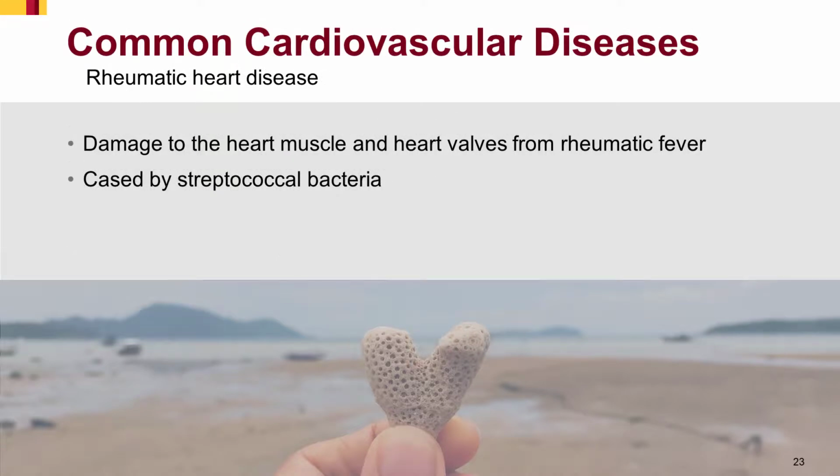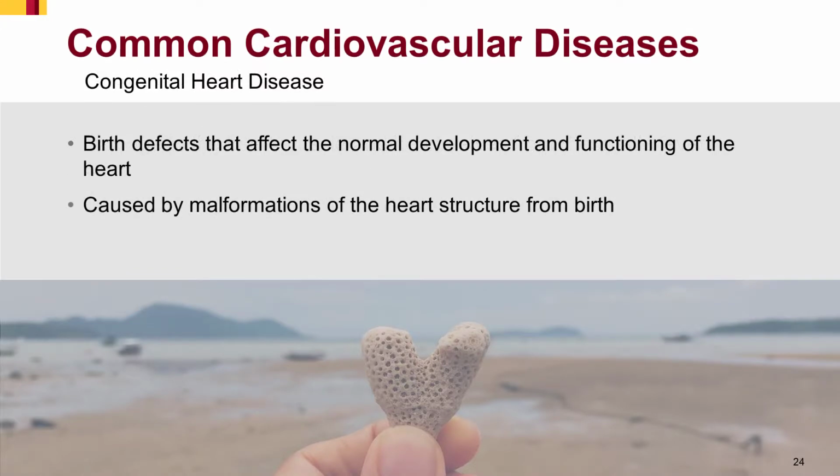Rheumatic heart disease is a very specific type of heart disease where damage has been caused to the heart muscle and heart valves from rheumatic fever, which is caused by the streptococcal bacteria. Congenital heart disease. So congenital means that it happened at birth. These are birth defects that affect the normal development and functioning of the heart and can cause a varying degree of seriousness. And again, these are malformations of the heart structure from birth.